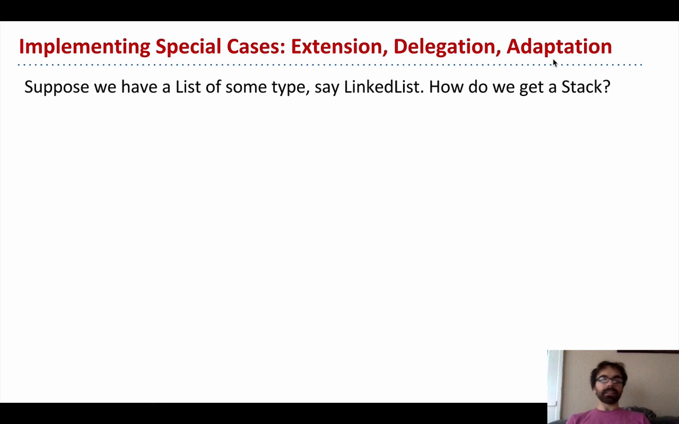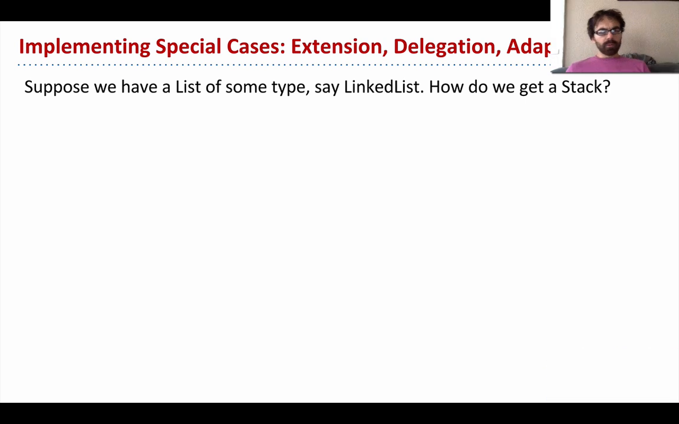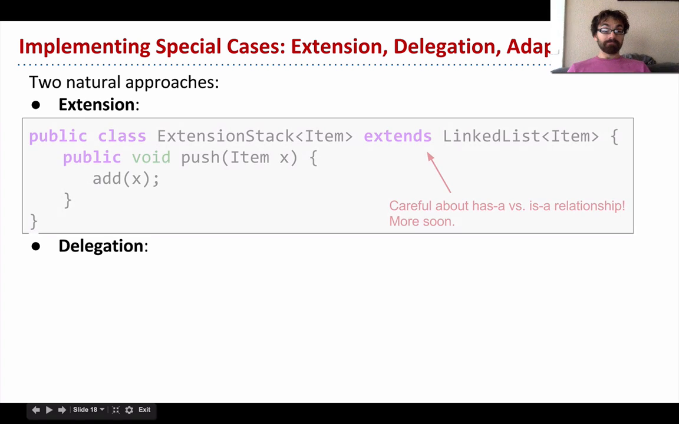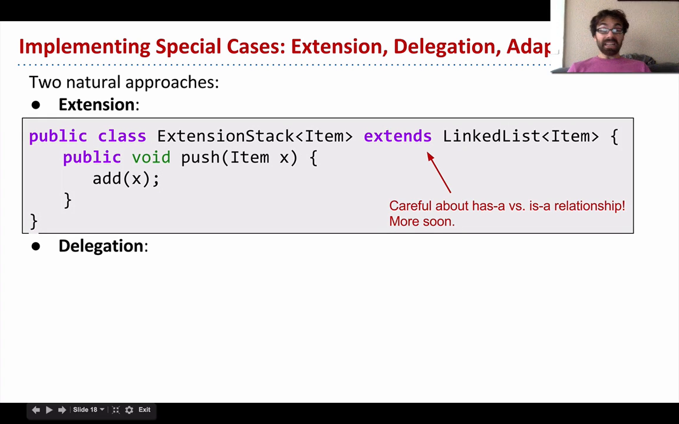So let's say we have a list, let's say linked list, and we want to implement a stack. How could we do that? One approach is extension. I could say, well, a stack is going to extend linked list, right? It is a special type of list. So I'll extend linked list and I'll add a new method called push that just adds something to my stack. Okay? Now I'm going to note that if you're really, really on top of things, you might observe that there's something a little funny about this decision, and we'll come back to it.